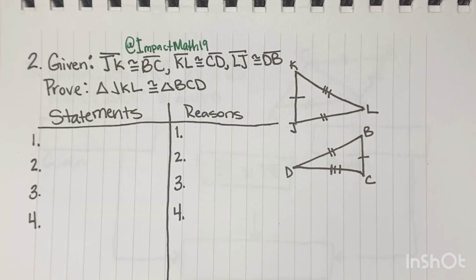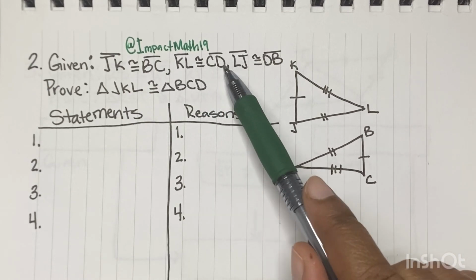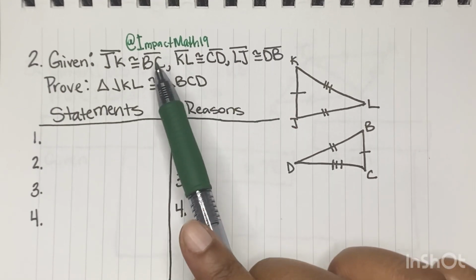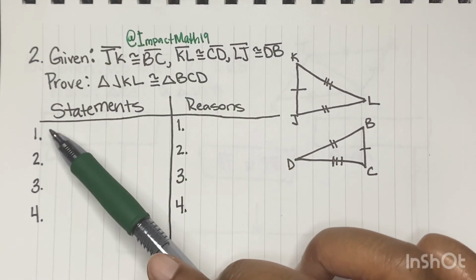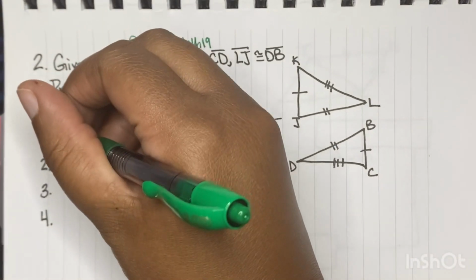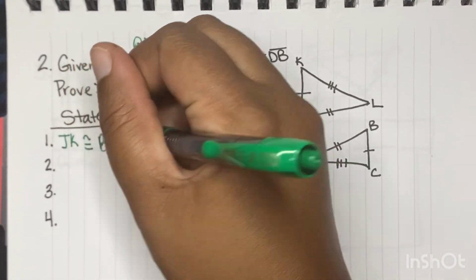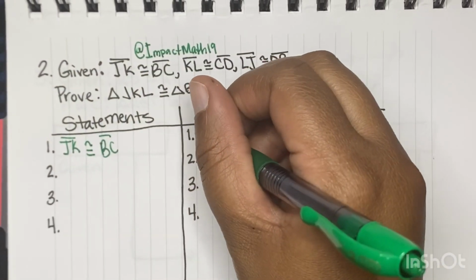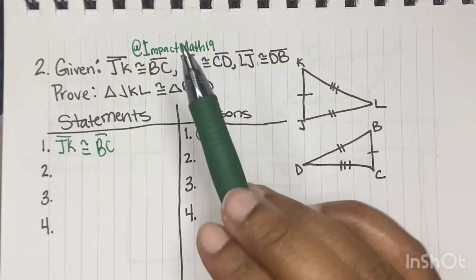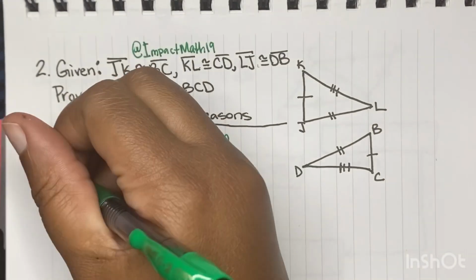Okay, number 2. Given JK congruent to BC, KL congruent to CD, and LJ congruent to DB. How many givens are you given? Well, you're given 1, 2, 3. So that's pretty much the whole proof that they gave us. So we're going to say JK is congruent to BC, and the reasoning is the given part. These are the statements, and how many statements you have is shown by how many commas. So this is the second statement.